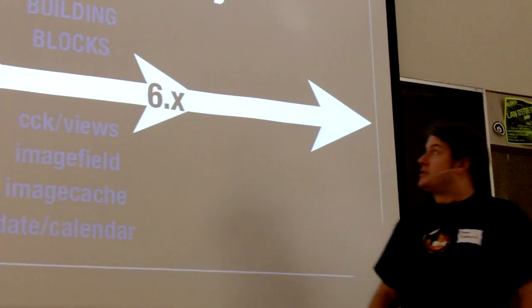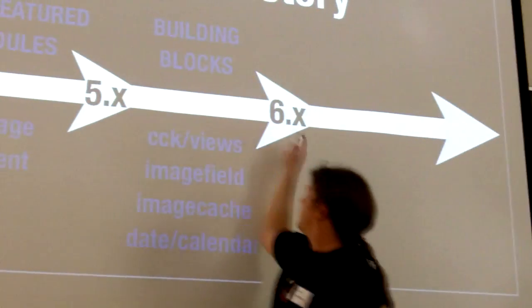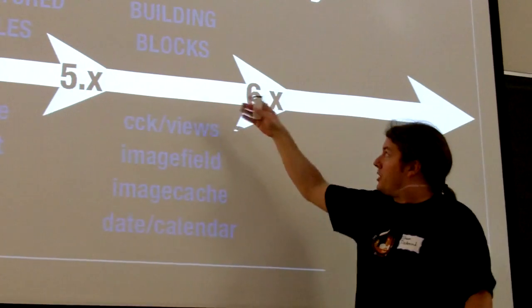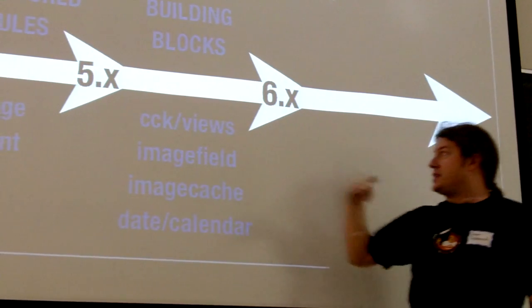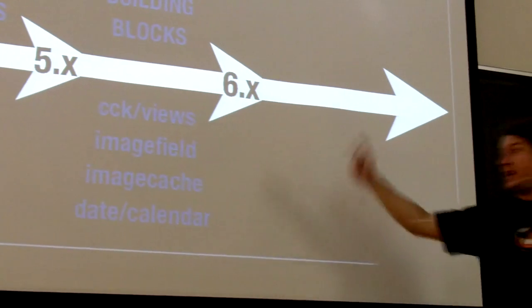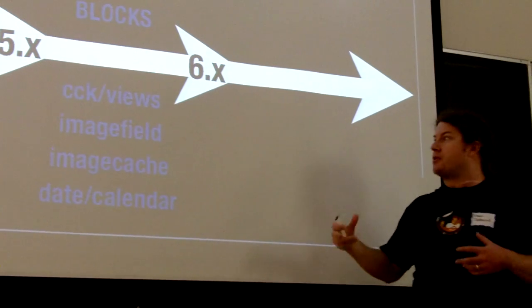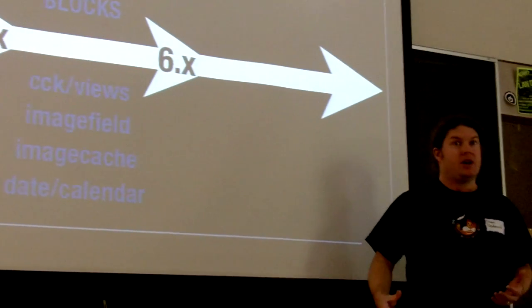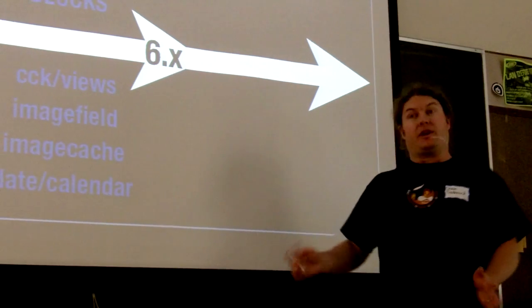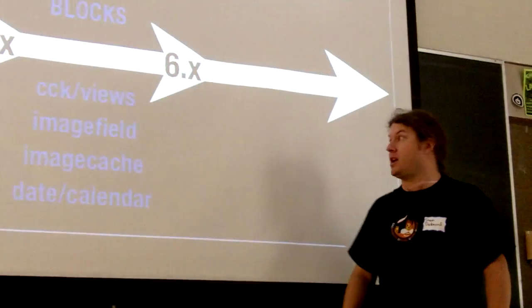Okay, next. Around Drupal 5, I think some of this actually did come up a little earlier, but think of it like a big normal curve. In 5, really, it was all about these building blocks. We had CCK and views, we had image field, image cache, date and calendar modules, and these were the building blocks that really helped you build anything you want. They were very, very customizable. You could do really anything you wanted, extremely powerful. And this was widely considered an improvement.